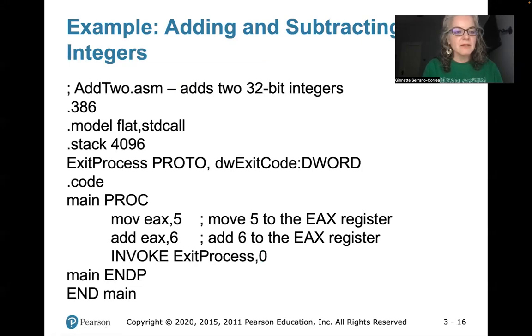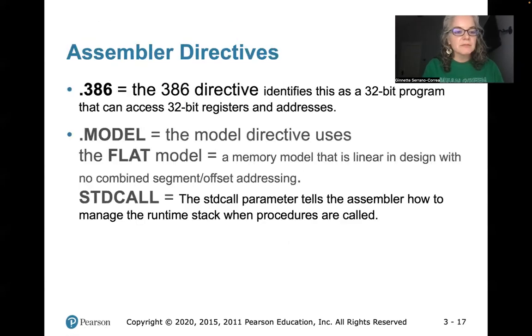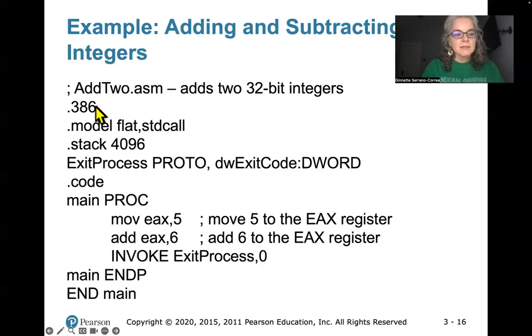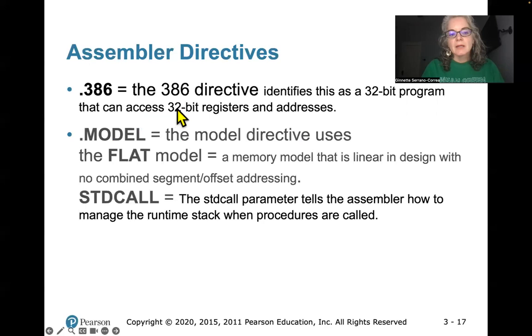Okay, so let's start at the 386 directive. These are called assembler directives. The 386 directive identifies this program as a 32-bit program that can access 32-bit registers and addresses. That's this line right here. So it's not going to allow us to access anything greater than 32-bit registers.